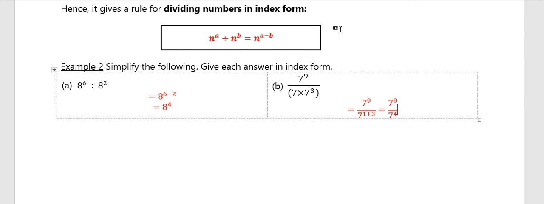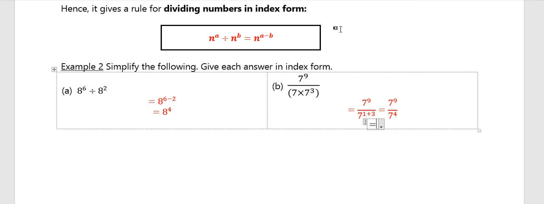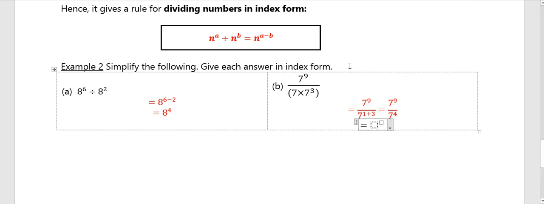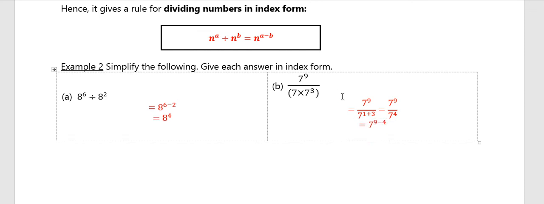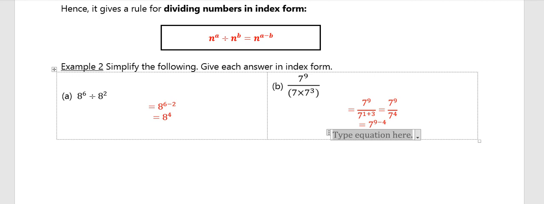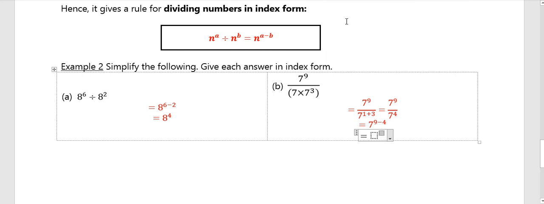Now when you look at this one, it becomes much easier to do, because all you have to do is 7 power 9 divided by 7 power 4. So it follows the rule of this one, right? You follow this. So it becomes 7 power 9 minus 4. So your final answer is 7 power what? 7 power 5. All right, so that's it for the examples.